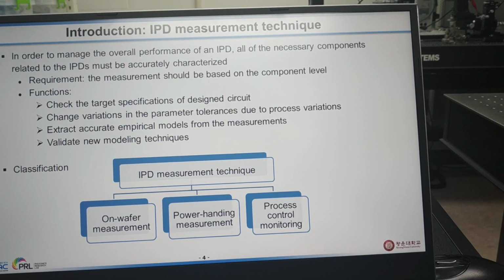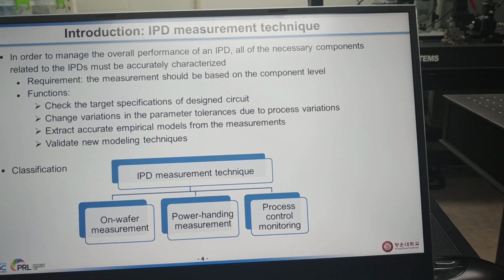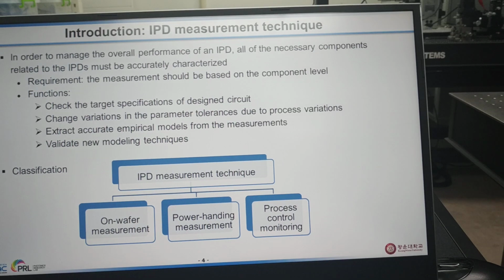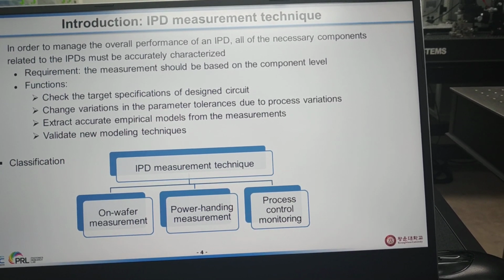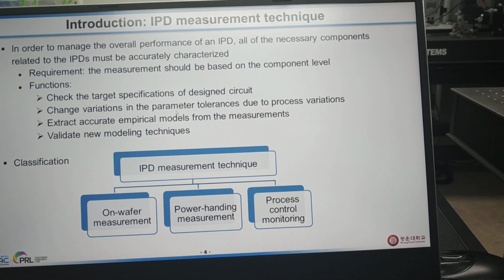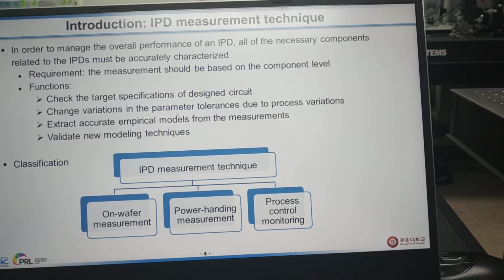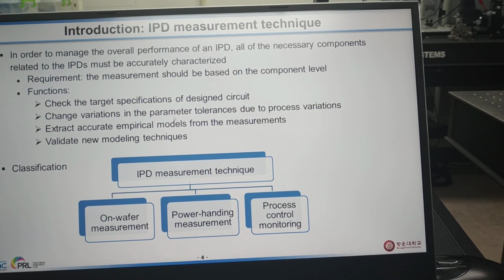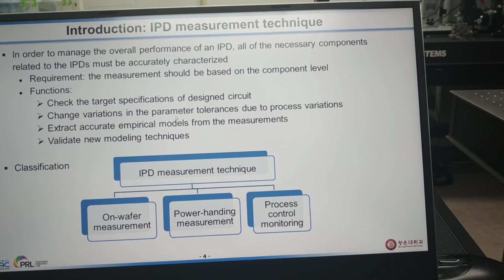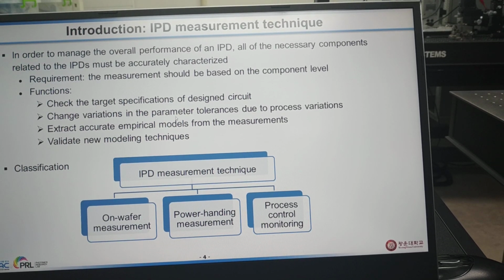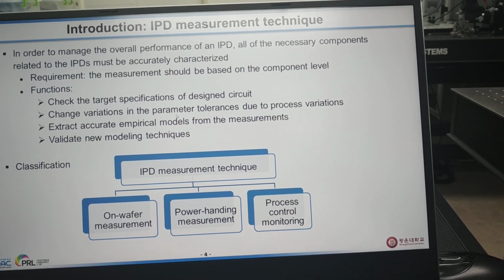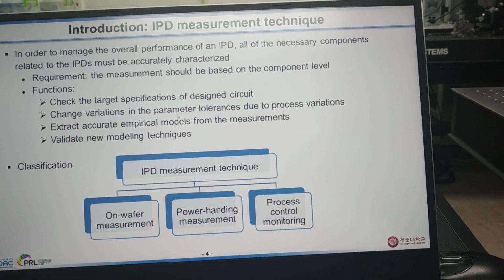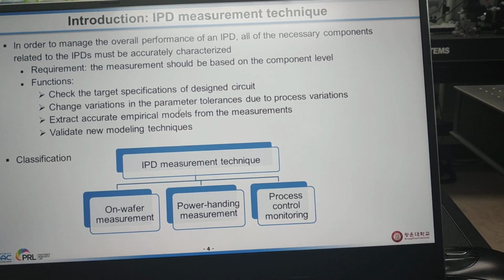The functions of measurement, or the motivation, we can see here: it can check the target specifications of the designed circuit and check variations of the parameter tolerances due to the process variations, and extract the accurate empirical models from the measurements.